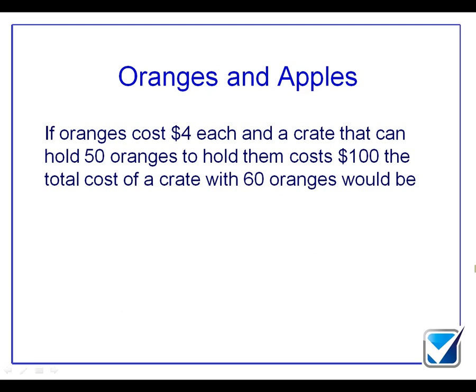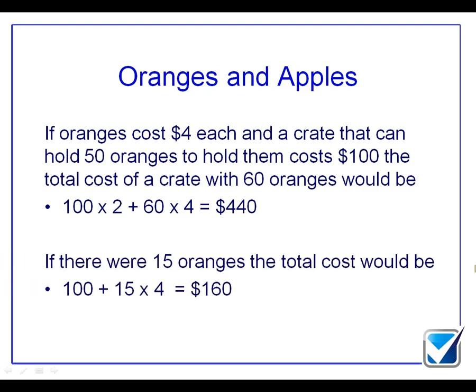You've then got 2 lots of fixed costs, because we're going to treat the crate as though it's a fixed cost. So you get 2 lots of $100 plus 60 lots of $4, which gives me a total of $440. If we only had 15 oranges, then my total cost comes in as 1 lot of fixed costs plus 15 oranges at $4 each, which gives me a total overall of $160. Okay, I get where you're going with this. There are the numbers. The first one with 60 oranges has 2 crates, 2 fixed costs. The second one with 15 oranges has 1 crate, 1 lot of fixed costs.